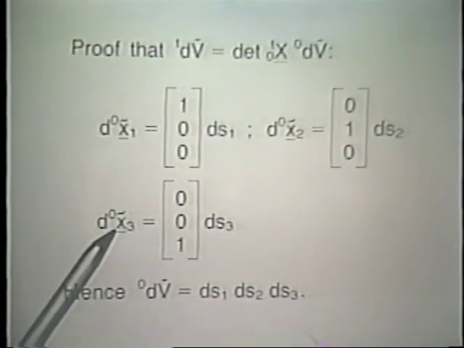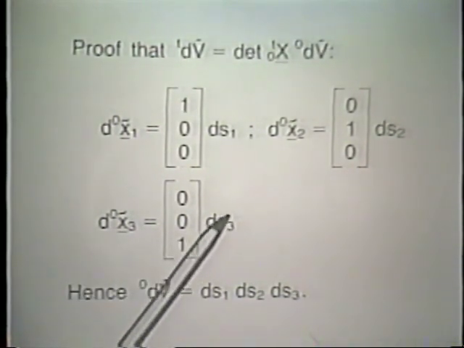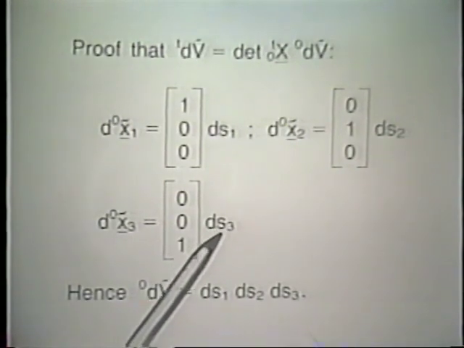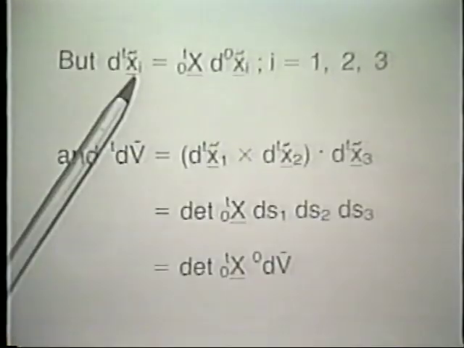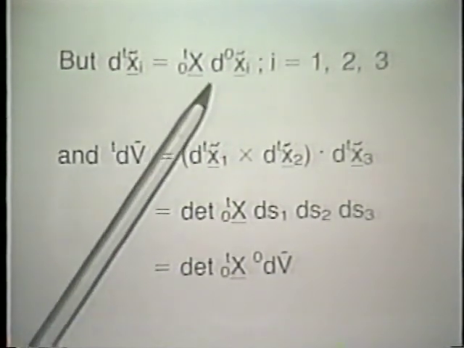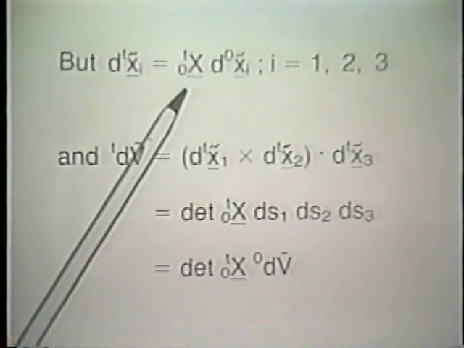dx curl 3 is given similarly, but aligned, this vector is aligned in the 3 direction, and the length is given as ds3. Hence, by simple calculation, of course, we find directly that the differential volume in the original configuration is given via this equation. But if we now recognize that we can express dtx curl I via this relationship here, that is nothing else than applying the deformation gradient tensor the way we already talked about it.